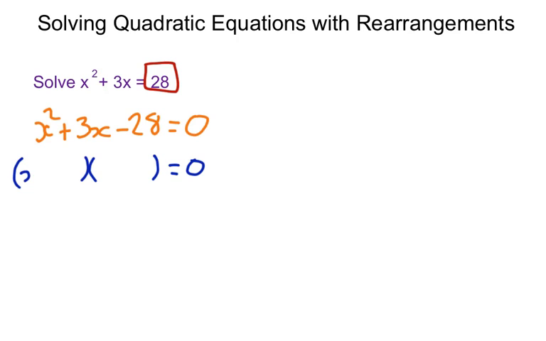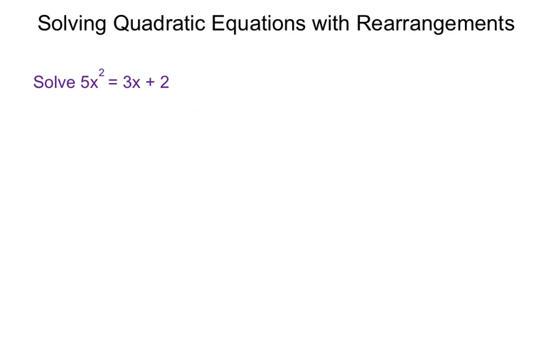Now we can factorize into two brackets because we have a quadratic which is equal to 0. It's x and x. They multiply to give minus 28 and have a difference of 3, so it's going to be 7 and 4. And we need plus 3x, so we need the 7 to be bigger, minus the 4. And that gives us our final answers of x equals 4 and x equals minus 7.